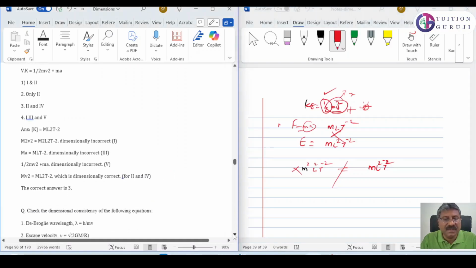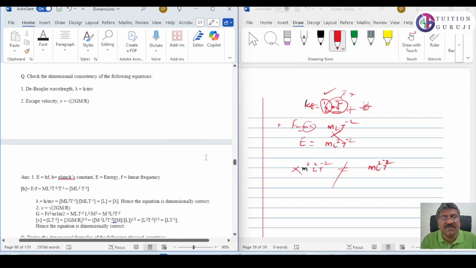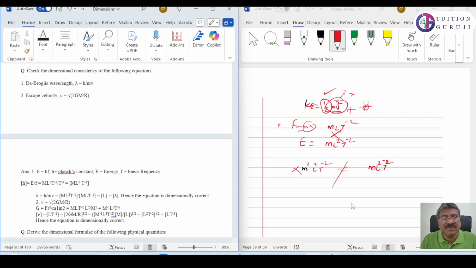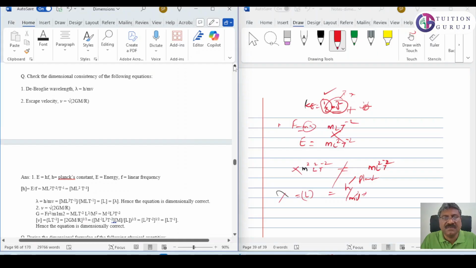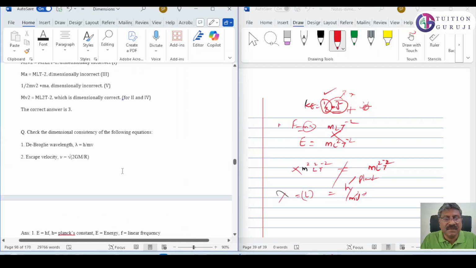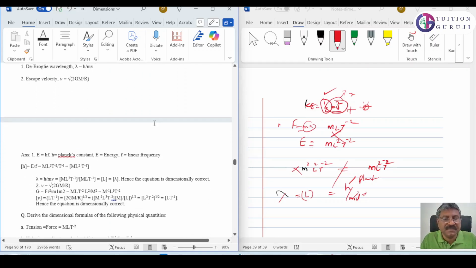Okay. Next one. Check the dimensional consistency of the following equations. De Broglie's wavelength. This is a wavelength, so it is L. What is this? h by mv, where h is Planck's constant, m is mass and v is velocity. Let's check whether that's what is given there.